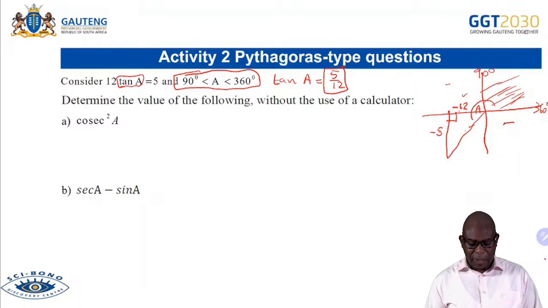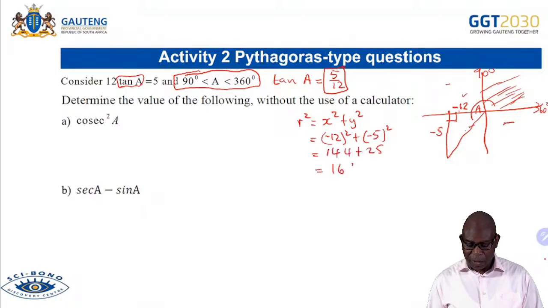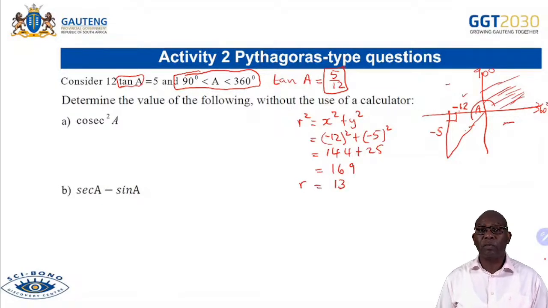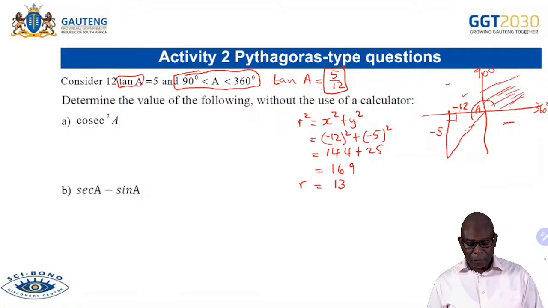So for me, first I must get the r value. r squared will be equal to x squared plus y squared. My x is -12, my y is -5, squared, which gives me 144 plus 25, and that will give me 169. Therefore, my r will be equal to 13. The square root of 169 is 13.